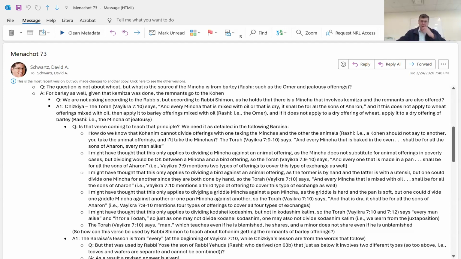Okay, so the bottom line is that this whole brisa was to show that we use this verse for another purpose. So how could we use it to teach us that the Kohen gets the remnants of the barley mincha offerings? The Gemara asks, what is the difference? No, that brisa, we learned everything from the word kol, because it kept saying kol b'nei, kol in front of each of the words in the pasuk. It says "v'kol mincha asher te'afeh," "v'kol mincha belula." So that's how we learned it.